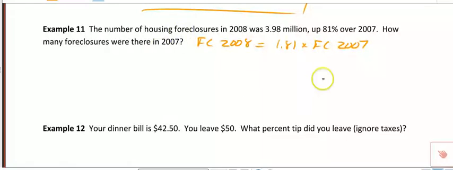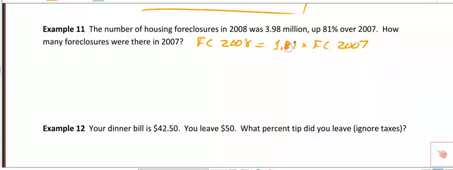So I have a statement that I wrote here, kind of a math statement, which is the foreclosures in 2008, we know that number, but I'm just writing foreclosure 2008, is equal to the foreclosures in 2007 that are increased by 81%. That's what this statement is saying. And the way we increase something, it says it's up by 81%, so that means it's increased by 81%. The way we increase something by 81% is it's that more than, so I would multiply by 1.81.